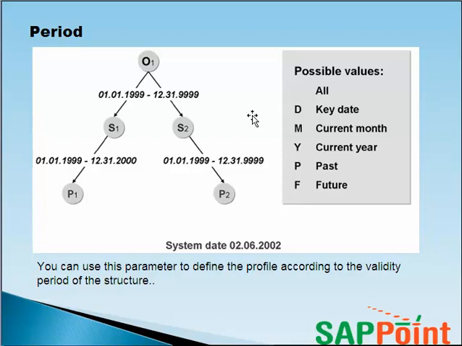Now, if you leave the period field blank, it means the user has access to all the past employees and the future employees and the current employees. So if you leave it blank, this date range falls in the past, so the user has access to P1 also. And this date range falls for current, so the user also has access to the current employees.